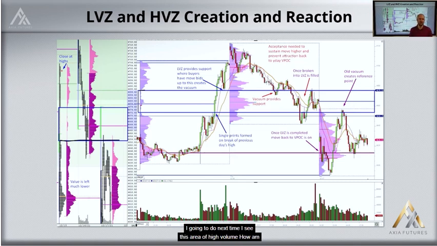What am I going to do next time I see this area of high volume? How am I going to approach it? What do I want to see when we get there? So you're providing yourself with a framework of a kind of expectation, and then being able to say, okay, well, what happens when it trades straight through? What happens when it bounces straight from? They're the kind of questions that you need to be thinking about and asking yourself in these situations.